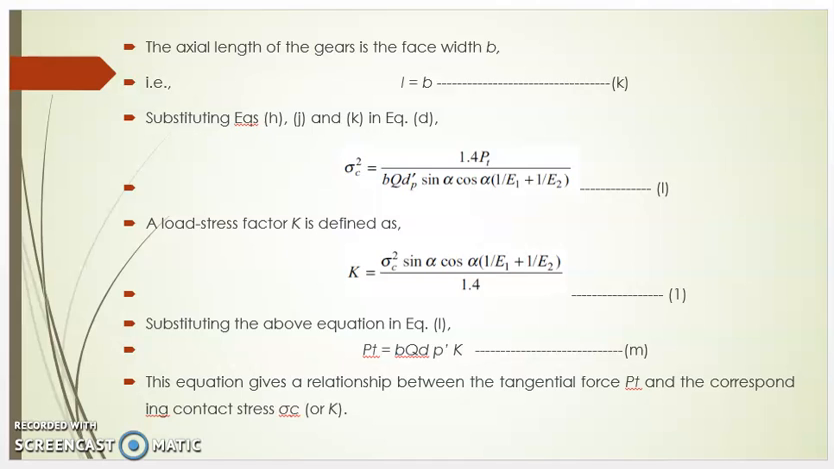A load stress factor K is defined as K is equal to sigma c square sin alpha cos alpha into 1 upon E1 plus 1 upon E2 divided by 1.4. Substituting the above equation in equation L, therefore we are getting Pt is equal to B Q dp dash K, equation M. This equation gives a relationship between the tangential force Pt and the corresponding contact stress sigma c or K.